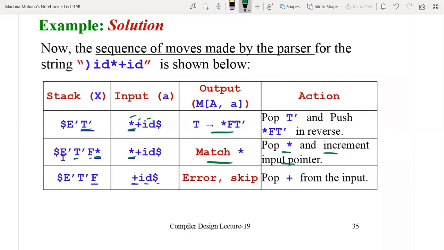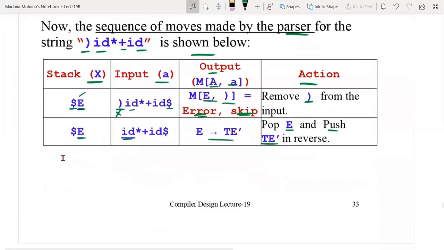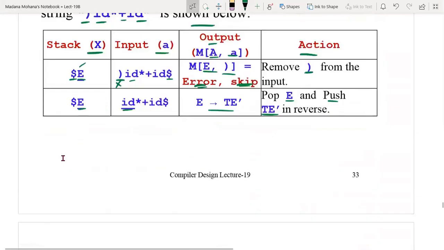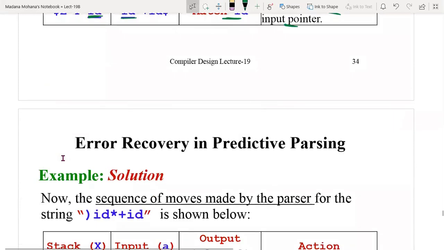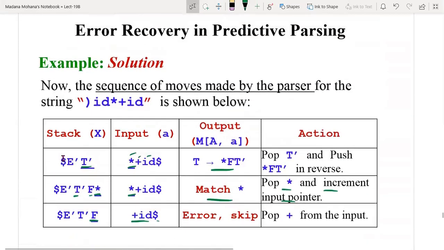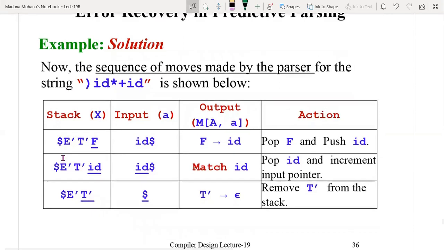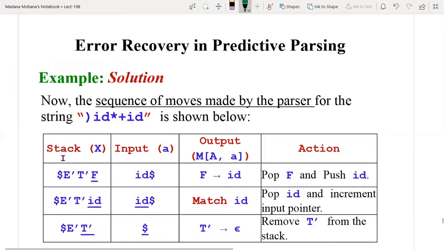Again you can see F on plus. You can see the entry F on plus in the table. See, F on plus we are having a synchronizing token. That means error. Then what you have to do? We have to skip. So now the entry contains error, meaning a synchronizing token. Error, skip plus, means you have to pop plus from the input. There is no change on the stack, so only the input is changed. So now the remaining input is ID dollar.